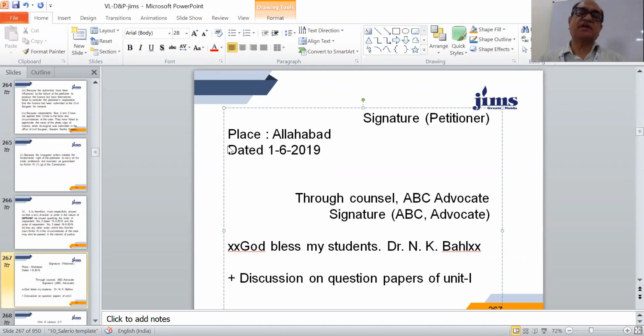And then the third ground I told you is any error of law which is very much visible, clear, apparent on the face of the record. That means whenever you read the order passed by the lower court, the error of law is reflected in the judgment itself. So on these three grounds, a writ of certiorari may be issued by the High Court or by the Supreme Court.